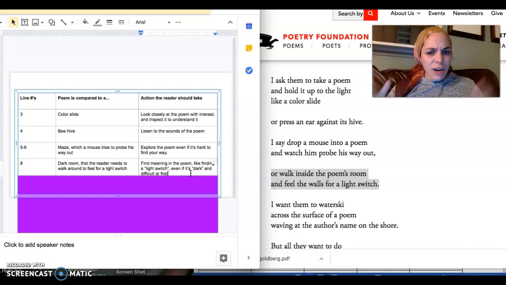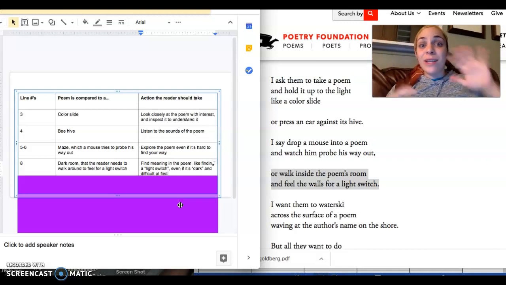Even if it's dark and difficult at first, right? The poem is like a dark room. It's hard to see what's going on. What does it mean? But that's why we need to feel around for a light switch, and then we understand, right? So again, we need to explore, even if it's hard at first.